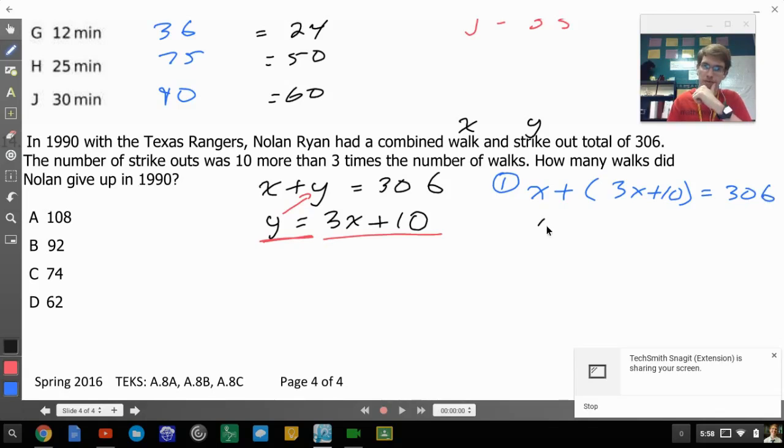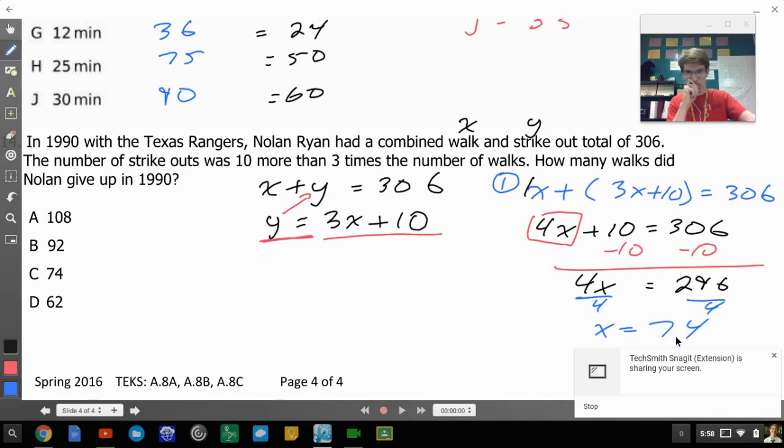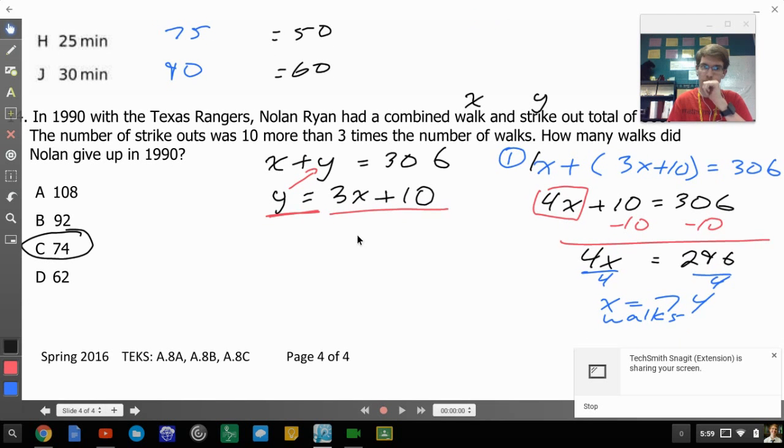All right, so that means we have 4x, kind of skipping ahead here, but 1x plus 3x. 4x plus 10 equals 306. Let's see, so we want 4x by itself, subtract 10. It's 296 equals 4x. Divide by 4. X equals 74. All right, so X was the total strikeouts. No, sorry, X is the walks, so 74 is actually the number of walks, which is actually what we're being asked for. So we don't have to go any further. 74 walks. And there we have it.